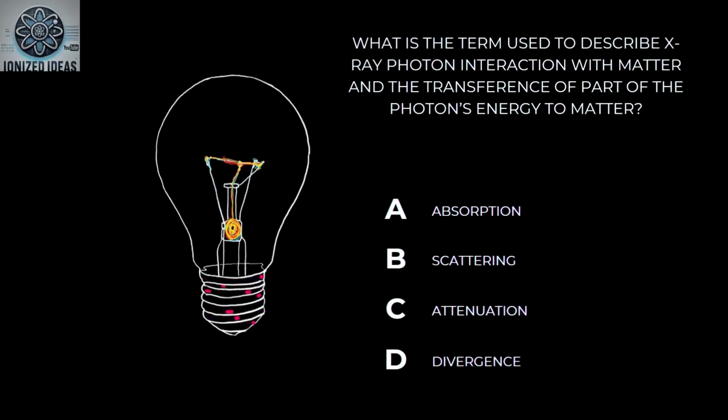What is the term used to describe X-ray photon interaction with matter and the transference of part of the photon's energy to matter? A. Absorption, B. Scattering, C. Attenuation, D. Divergence.